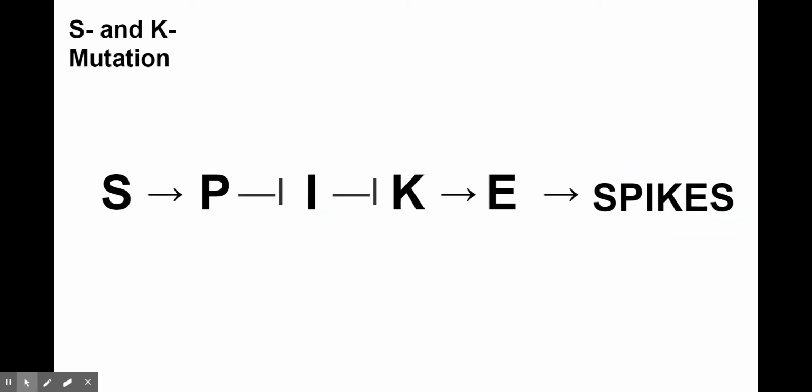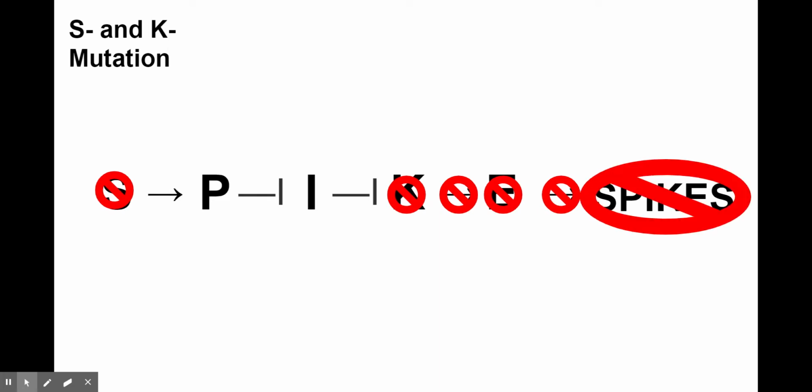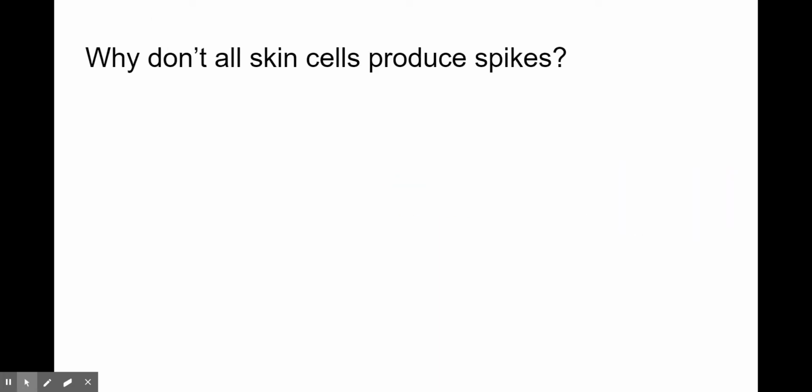Finally, we have a mutated S and K gene. Once again, we'll focus on K. With K dysfunctional, it cannot promote E, which in turn cannot promote spikes, so spikes will not be produced. These mutations supply one explanation as to why some cells may not produce spikes.